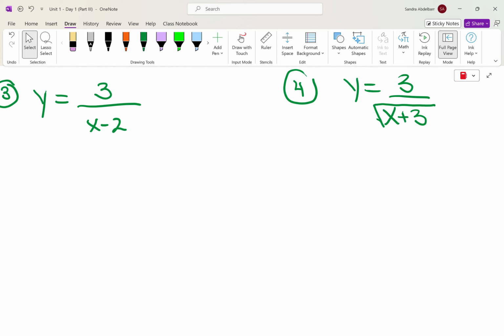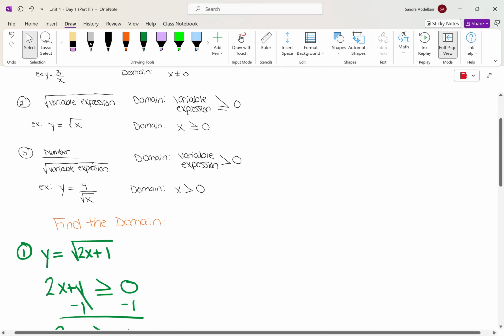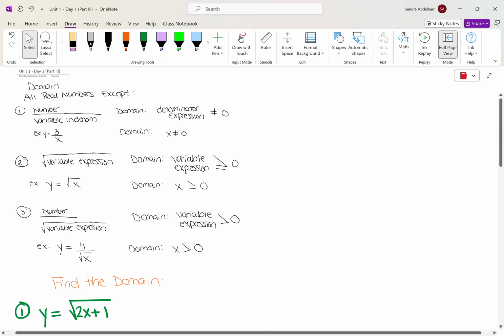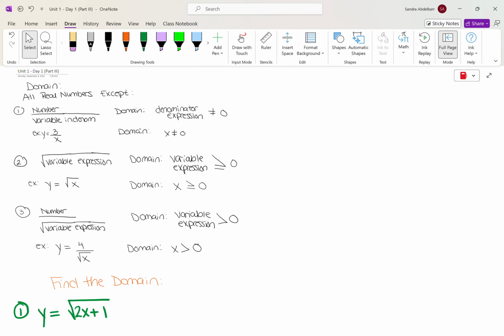Okay, let's look at this. Is there a restriction on number 3? Absolutely. So we have to see which restriction does it fall under. We have 1 of 3. So is there just a variable in the denominator? Is there a variable underneath a radical? Is there a variable underneath a radical that's in the denominator? So 1, 2, or 3. Which scenario is this? 1.